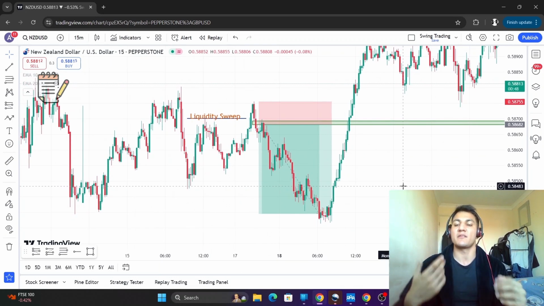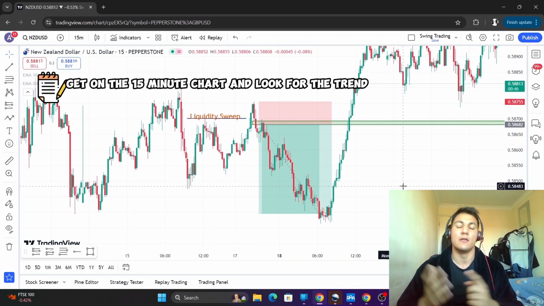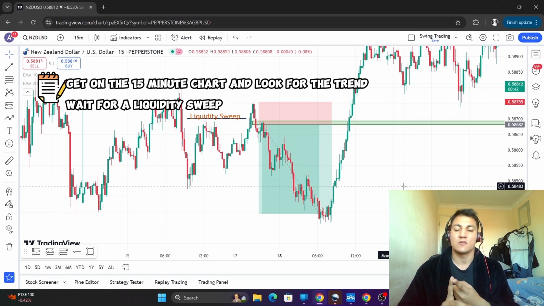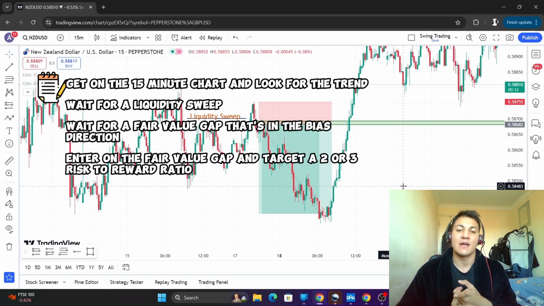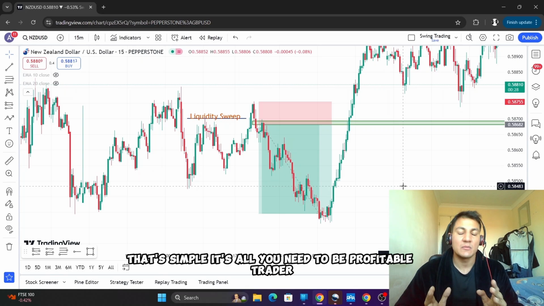The first thing you want to do is get on the 15-minute chart, zoom out, and look for the trend, right? Make sure you're on the right side of the market. Then you wait for your liquidity sweep. Always wait for a liquidity sweep. Then you want a fair value gap that's in the same direction as the trend, the higher time frame, or in this case, the 15-minute trend. And then you just enter on the fair value gap and target a 2 or 3 risk to reward ratio. That's simple. That's all you need to be a profitable trader.